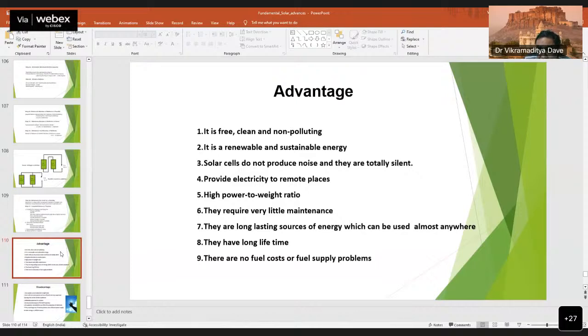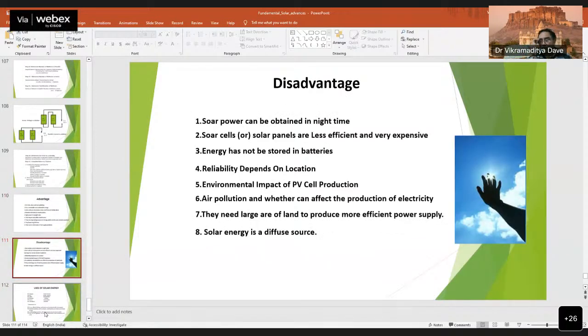Then it can provide electricity to remote places, like in the tribal areas or in the dhani villages. The high power to weight ratio is there. They are just 15 kg in weight. Then very little maintenance is required, either fortnightly or monthly, and that is also just washing of the panels. Then this source can last long; the solar panels have a long life period. In fact, every manufacturer provides a lifespan of 25 to 30 years. Then there are no fuel cost or fuel supply problems. So all these advantages, in fact, provoke us to go for solar photovoltaic systems.